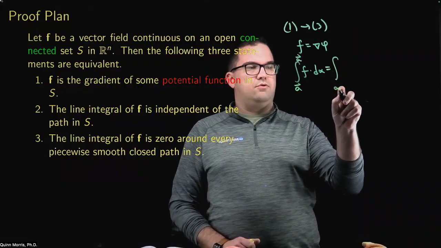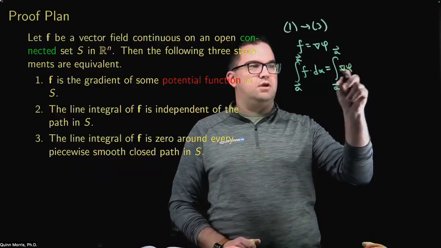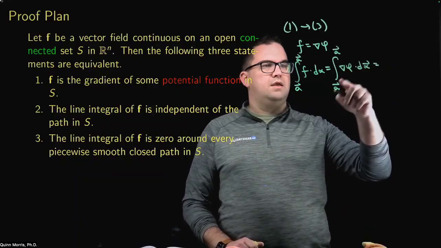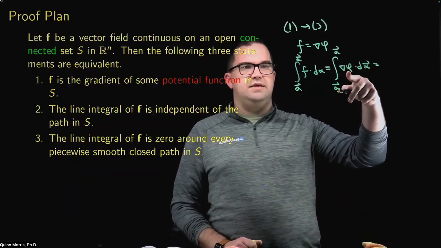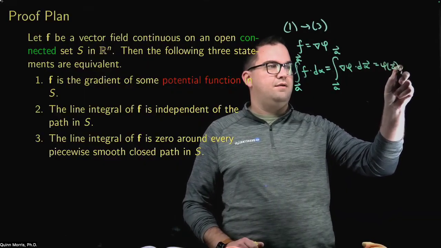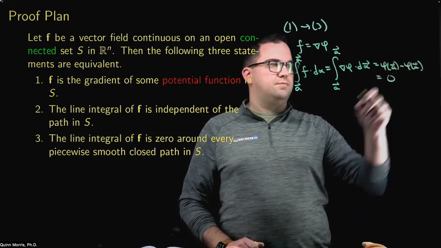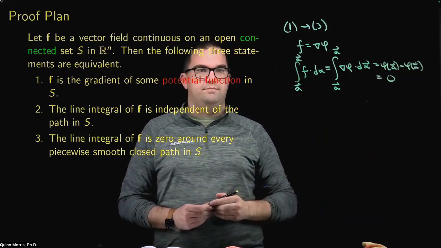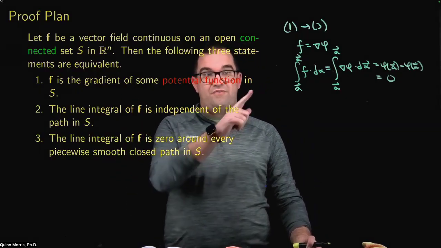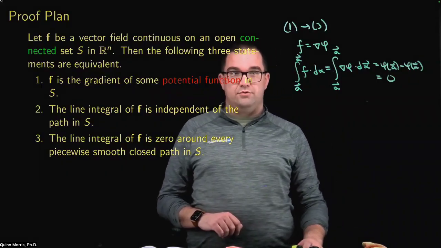So this is like a line integral from a to a of f, but f is a gradient. And I ought to be able to use the second fundamental theorem of line integrals on this, so this ought to be psi of a minus psi of a, which is just something minus itself, clearly 0. So 1 implies 3 follows fairly immediately from the second fundamental theorem of line integrals.